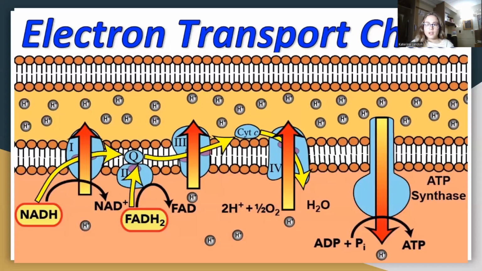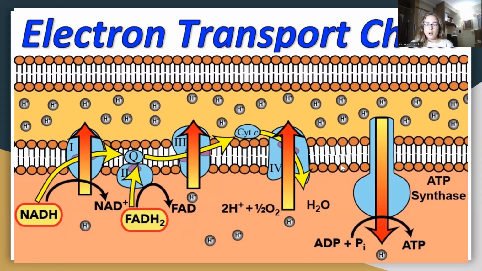Here's a visual of the electron transport chain, just to make it a little bit easier. So this is all happening in the mitochondria. We have our input, which is the NADH and the FADH, and we have our output, which is going to be the two hydrogens and oxygen. They're going to make H2O. So that's our sweat when we exercise.